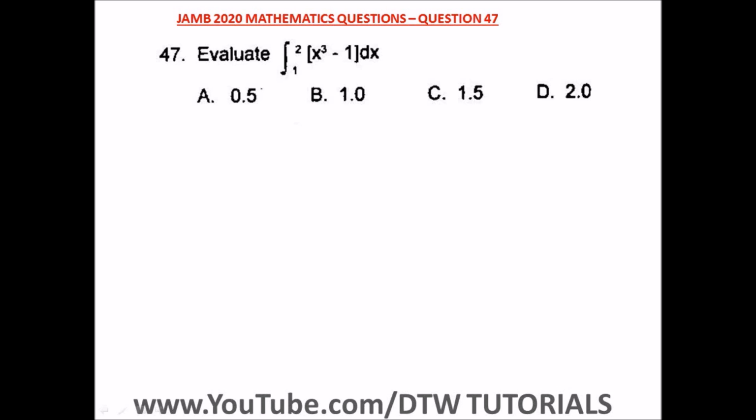So if you look at number 47, please, it is a typographical error. The question is not complete. This is the full question. There is this underneath this. This is our question. So we're going to differentiate x cubed minus 1 all over x squared.